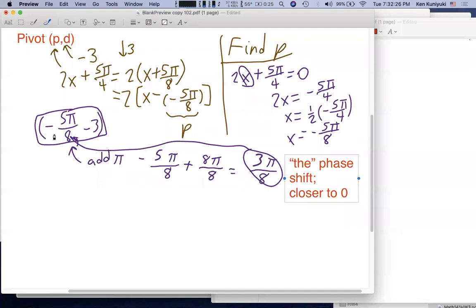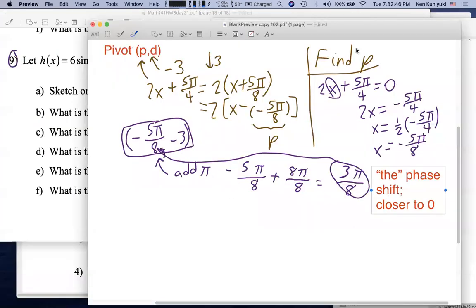You can use it. However, some books define the phase shift to be the appropriate horizontal shift that's closest to 0. So some books may say, well, the period's pi. If you add pi, you get 3 pi over 8. That's closer to 0. That's actually the better phase shift. And some books call it the phase shift. On the homework, I'll accept either.